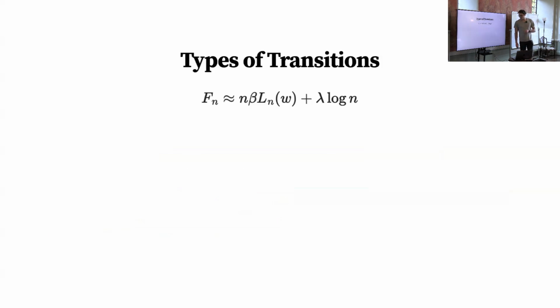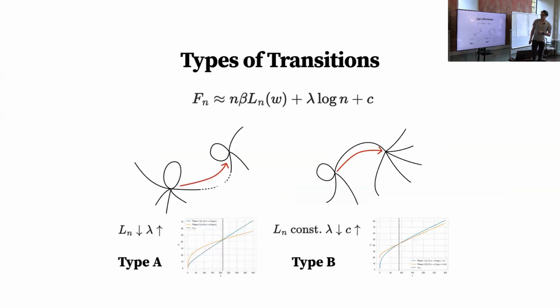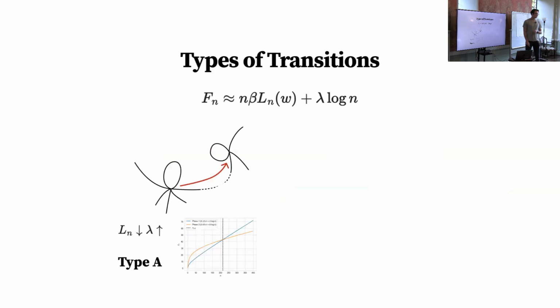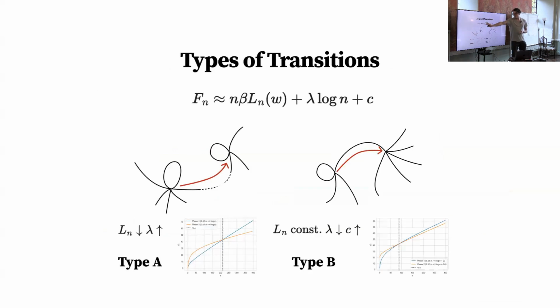Okay, so types of transitions. Okay, one equation in these slides. We've already looked at these type A transitions, right? Where there's competition between the first 2 terms in the free energy formula. And for type A, the loss goes down as the complexity goes up. If you look at higher order terms and you hold the loss fixed, then there can be competition between the lower order terms. And here this has a log term, but we'll treat it as a constant.